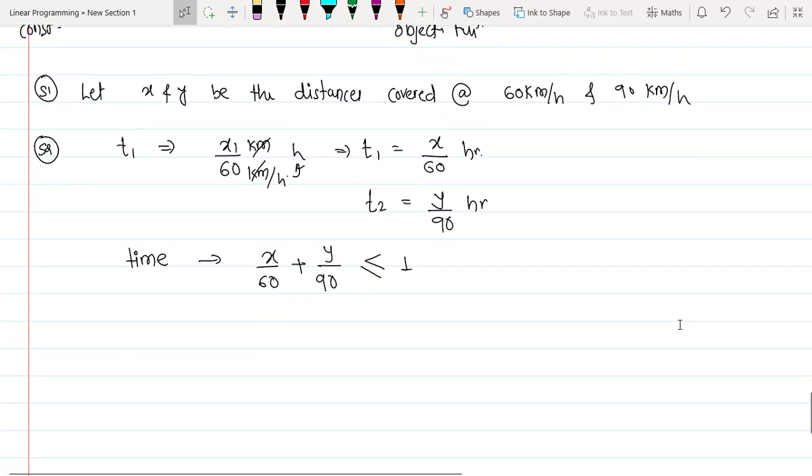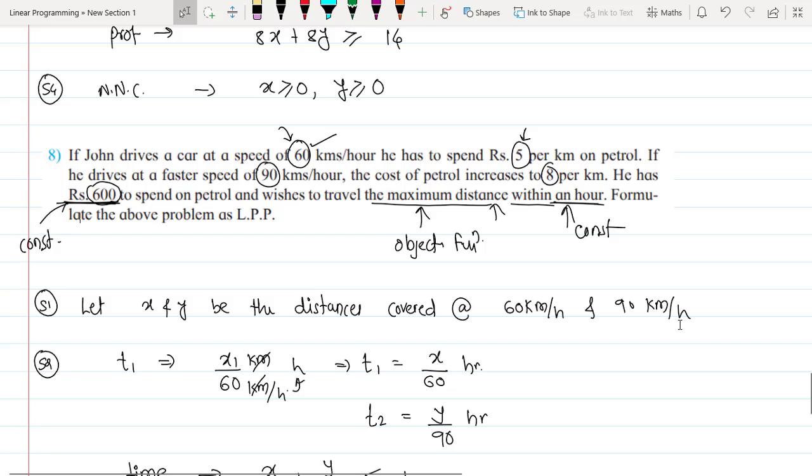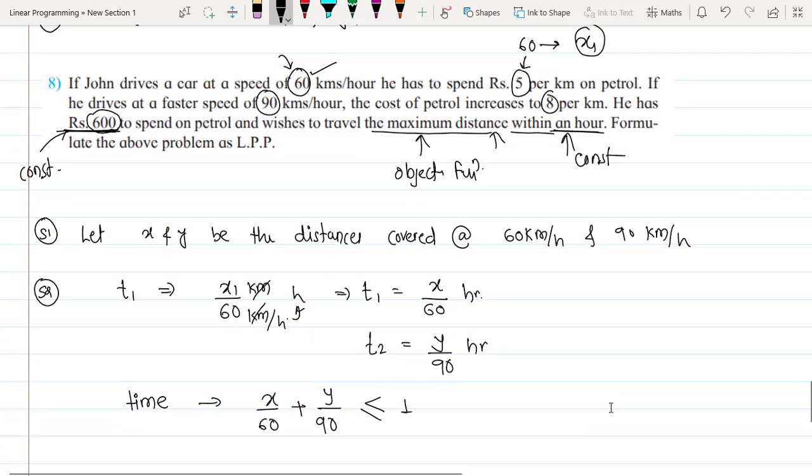So tell me, if he is traveling x1 distance at 60 kilometers per hour and he requires 5 rupees per kilometer, meaning at this speed he is spending 5 rupees per kilometer, and we have considered that at 60 kilometers per hour he is traveling for x1 kilometers. For one kilometer 5 rupees, so for x1 kilometers how much will it be? 5x1. So that is the cost he is paying for 60 kilometers per hour.